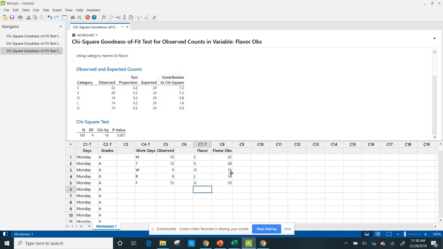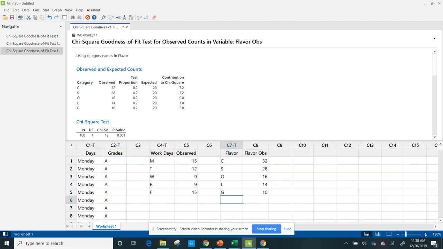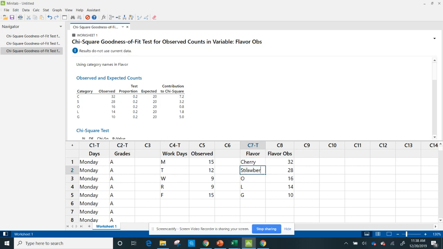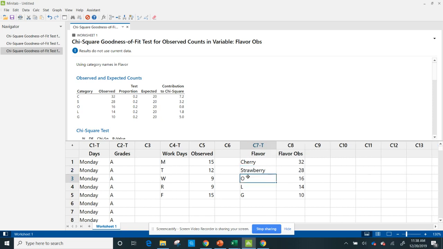So here, I'm going to make it bigger so you can see it. Okay. So here is the flavors. I just put them different. Let me type it in better: cherry, strawberry, orange, lime, and grape.